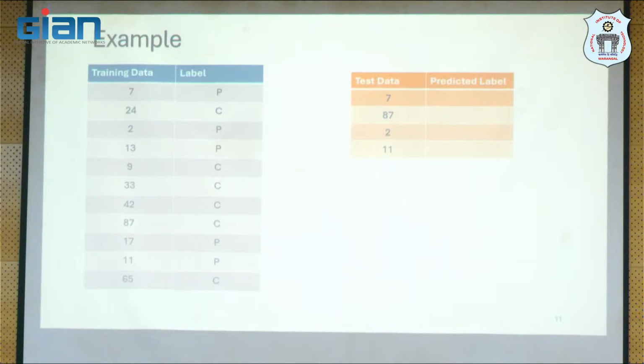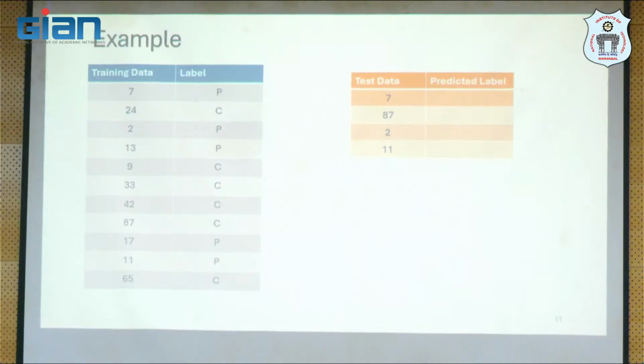Okay, 30 seconds is over. If you have to predict the labels, please do that. Okay, 5, 4, 3, 2, 1. I hope everybody is able to predict the label of these test points.